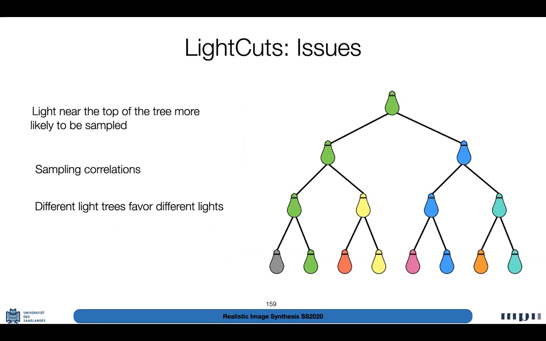And again, the issue here, as I mentioned, is that the top of the light and the top of the trees are most likely to be sampled, which is a problem. Since the same light tree is used for the full image, there are some sampling correlations which could be bad. And different light trees favor different lights. This is also a different issue here, because whatever tree you create, it will favor particular lights all the time. And that's not good, whatever light cut you choose.